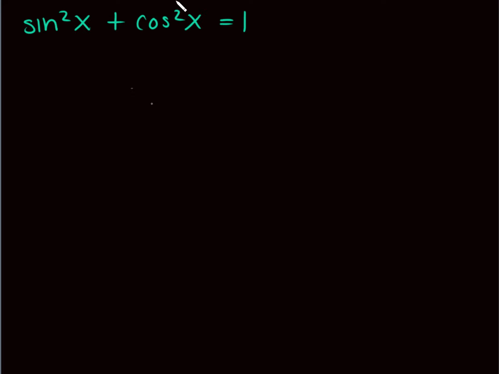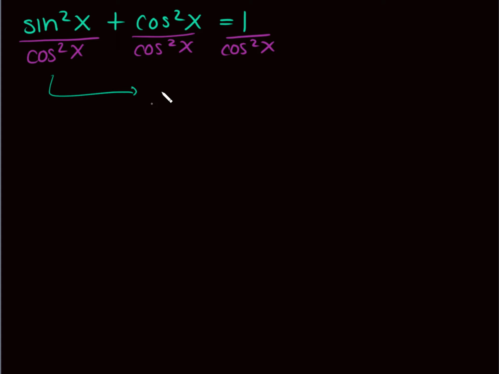We can actually get some other Pythagorean identities from this identity right here. Remember, this works for everything. So I want to develop those other identities. The first thing I'm going to do is divide everything by cosine squared and see what we get. So if I divide everything by cosine squared, what is a resulting identity that comes from that? I get sine squared over cosine squared.